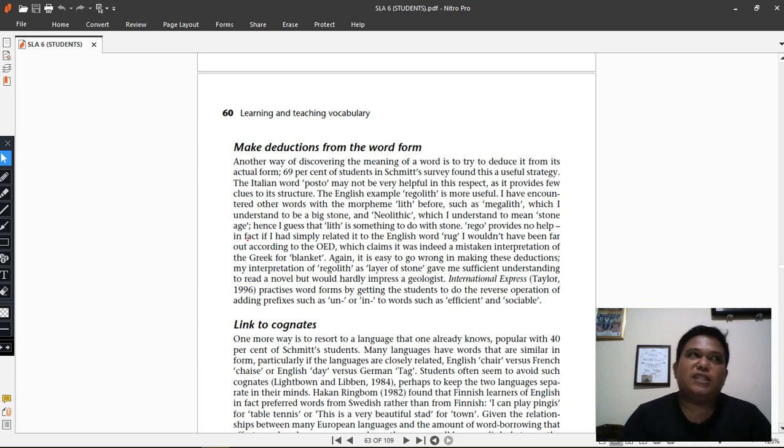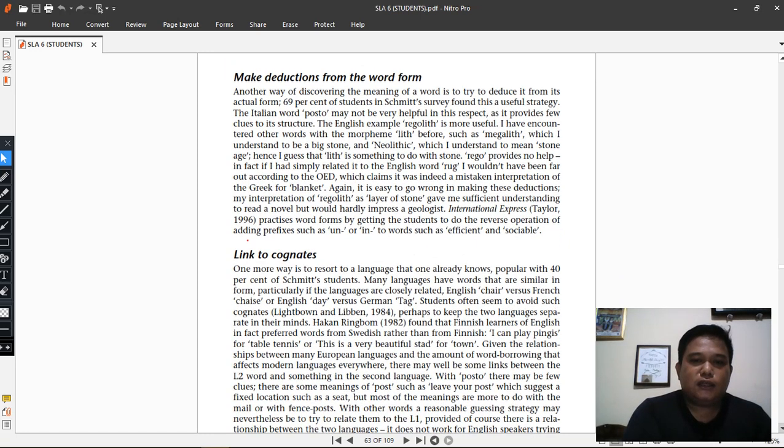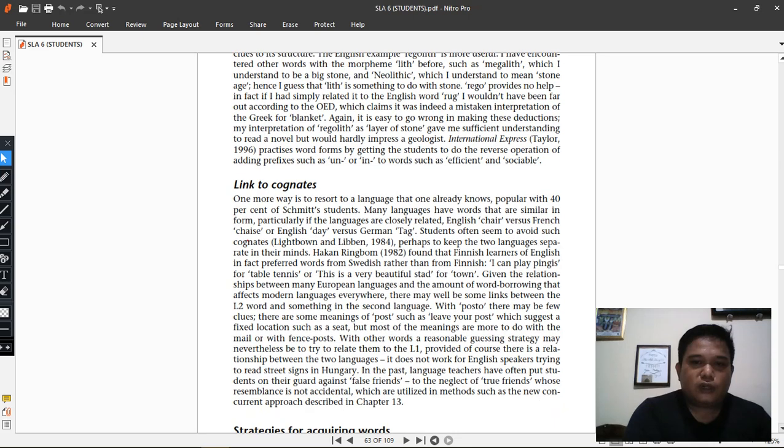But when you do deduction, then you will try to guess that siswa is a bit the same with mahasiswa. Okay, so that's how deductions work. Okay, and then link to cognates. Link to cognates. It's like here we have an example.